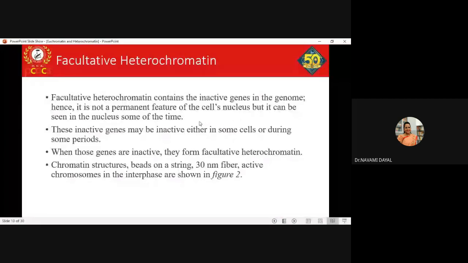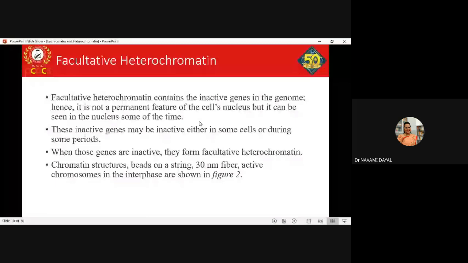they are still present, but there are chances under certain conditions, under certain situations, they may turn on. So they are not the permanent features of the cell's nucleus. These inactive genes may be inactive either in some cells or during some period. In some cells they may be inactive, while the same genes in other cells may be active. Clear? It can also happen that in all of the cells they may be inactive for some time, and over a period of time they may turn active. Clear? So that is all about what we had learned in case of epigenetics.